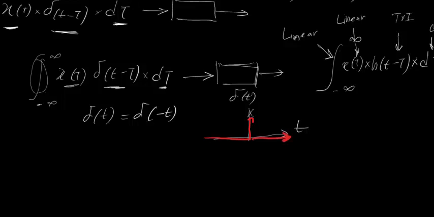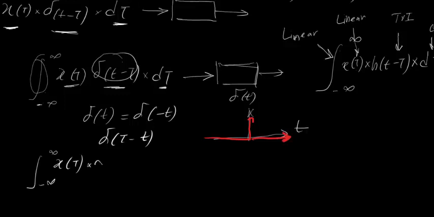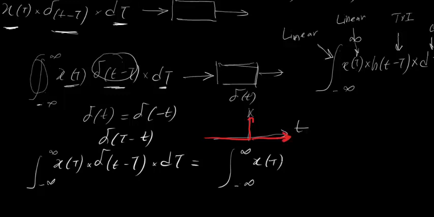So where I have delta of t minus tau, I can replace it with delta of tau minus t. That would give me the same value. So that integral from minus infinity to infinity of x of tau delta of t minus tau d tau is the same as the integral from minus infinity to infinity of x of tau times delta of tau minus t d tau.